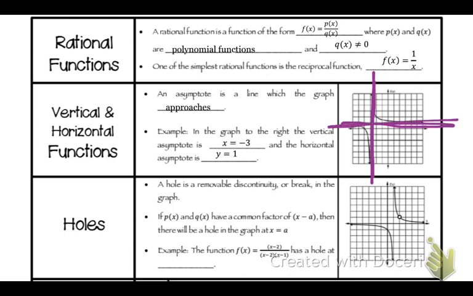Again, sorry, that wasn't the best line. But y equals 1, that's that line right there. We've gone over asymptotes, so we should kind of know them.